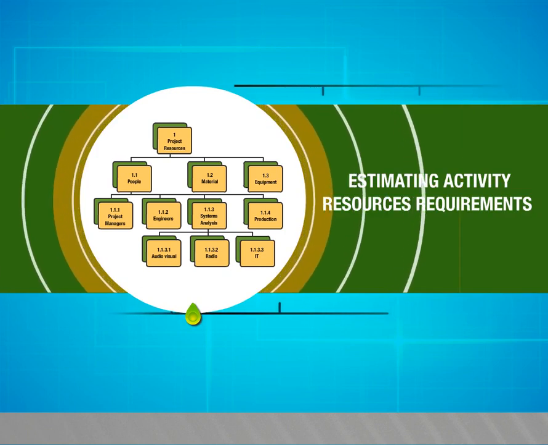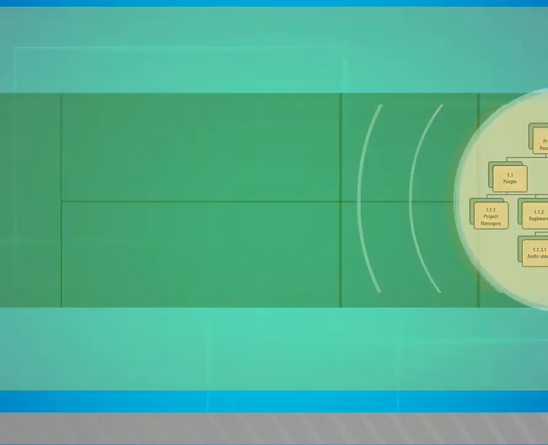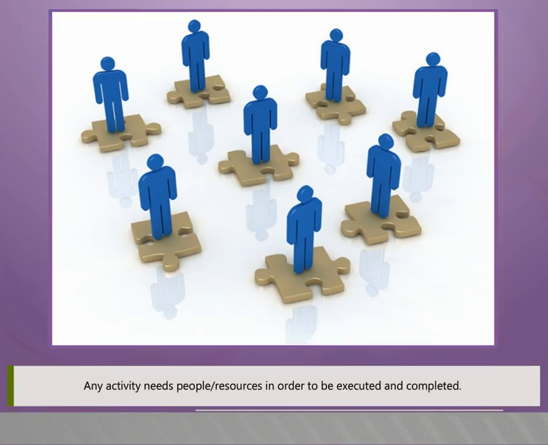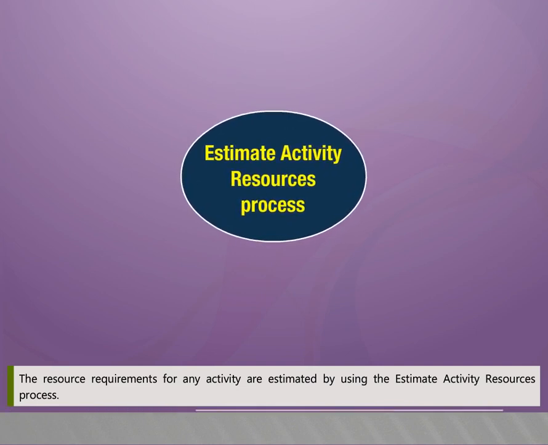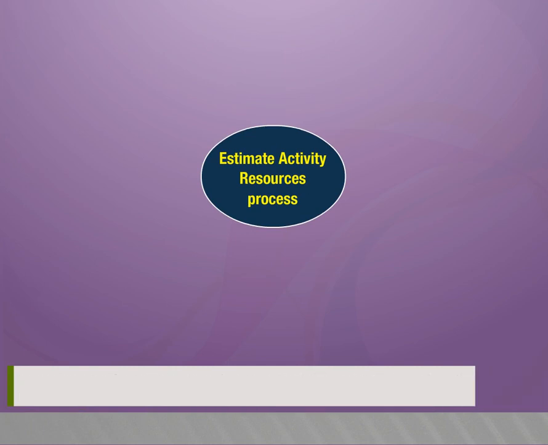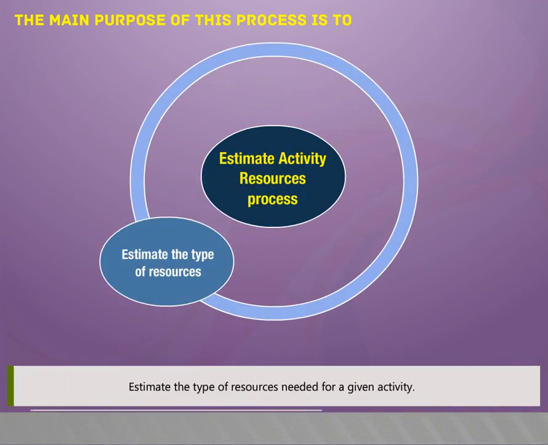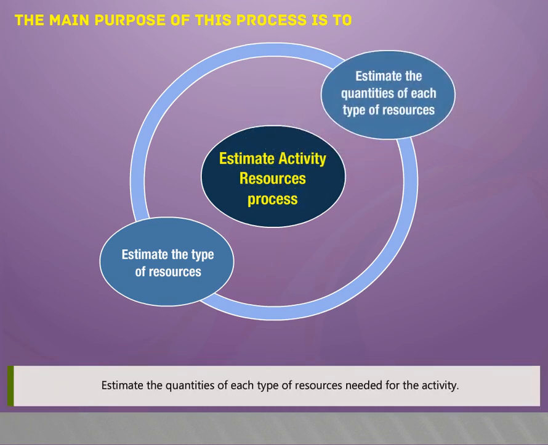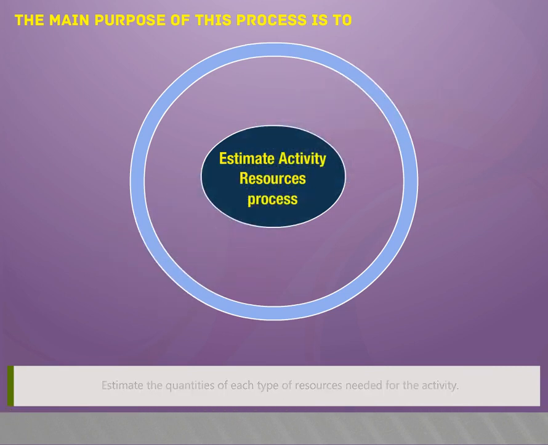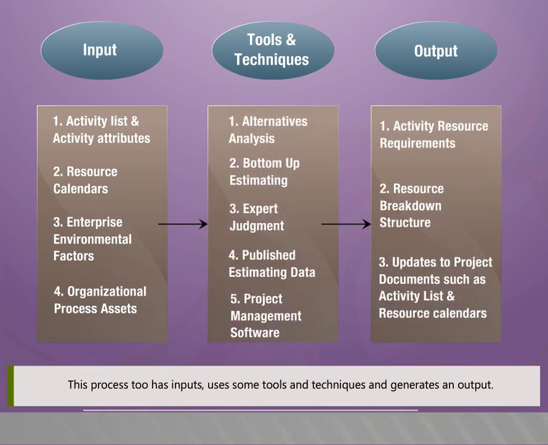Estimating activity resources requirements. In this video, we are going to see about estimating activity resources requirements. Any activity needs people or resources in order to be executed and completed. The resource requirements for any activity are estimated by using the Estimate Activity Resources process. The main purpose of this process is to estimate the type of resources needed for a given activity, and estimate the quantities of each type of resources needed for the activity. This process too has inputs, uses some tools and techniques, and generates an output.